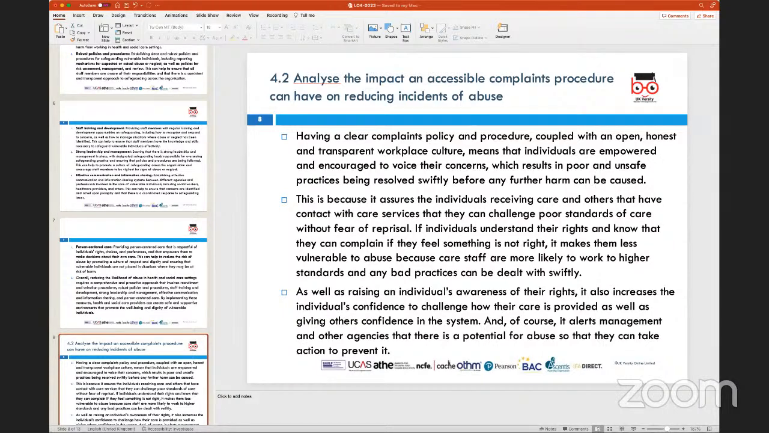The reason why organizations have a complaint policy, why do you think, before I answer this, let me ask you this question. Why do you think organizations have a complaint policy?